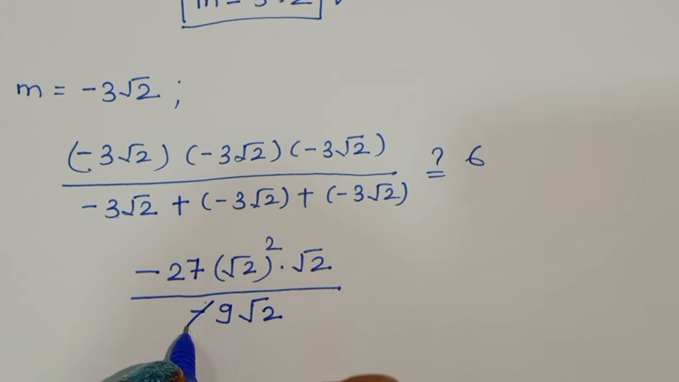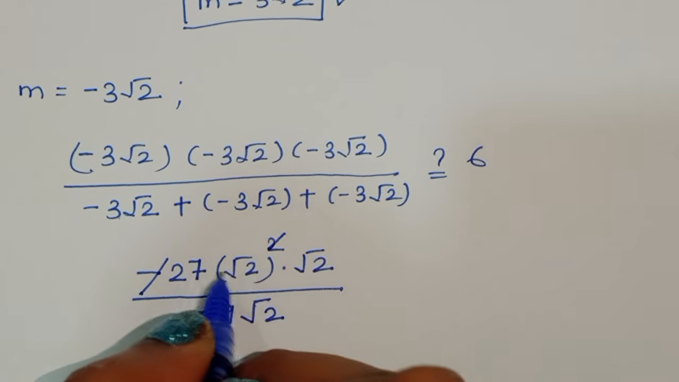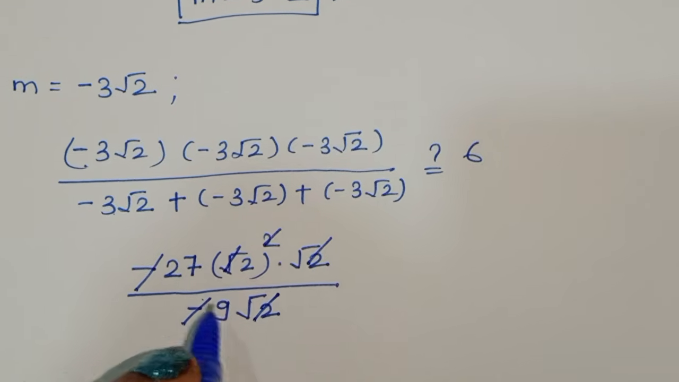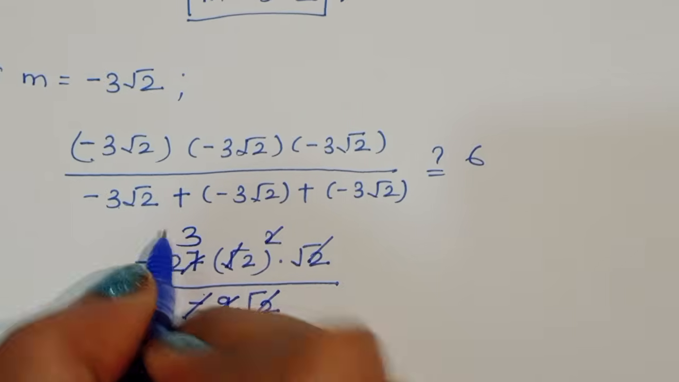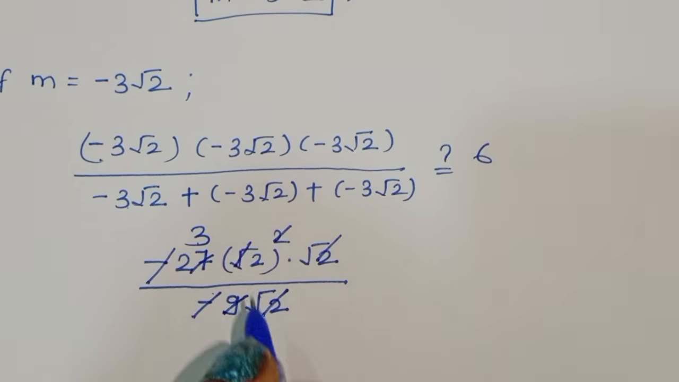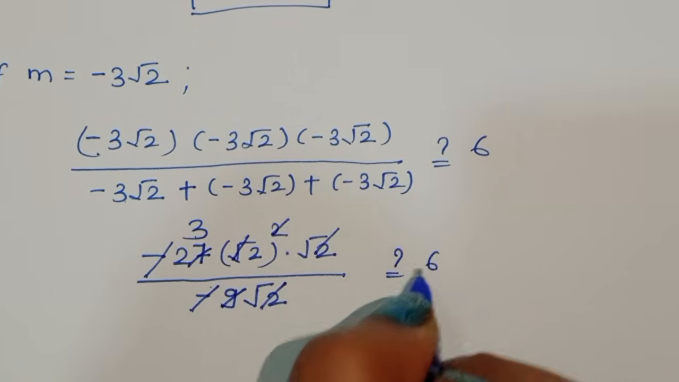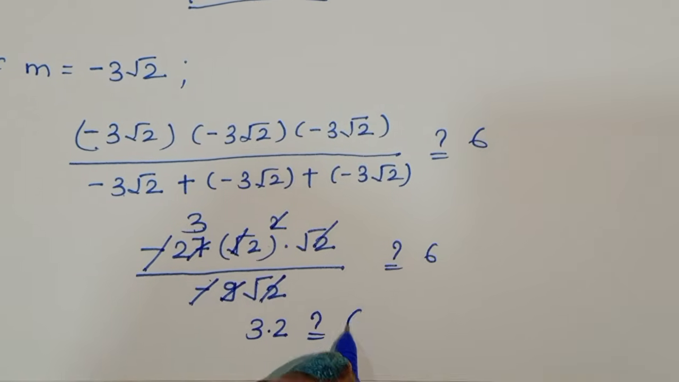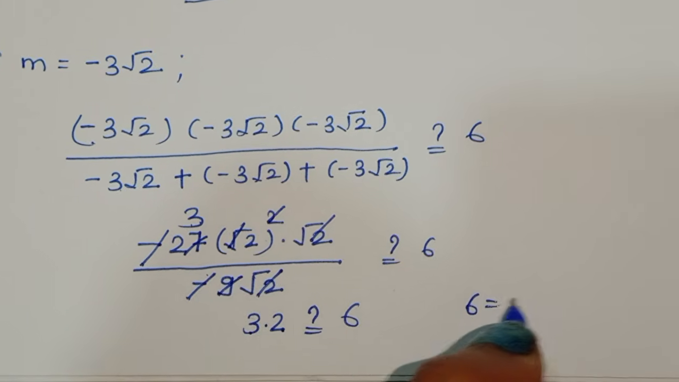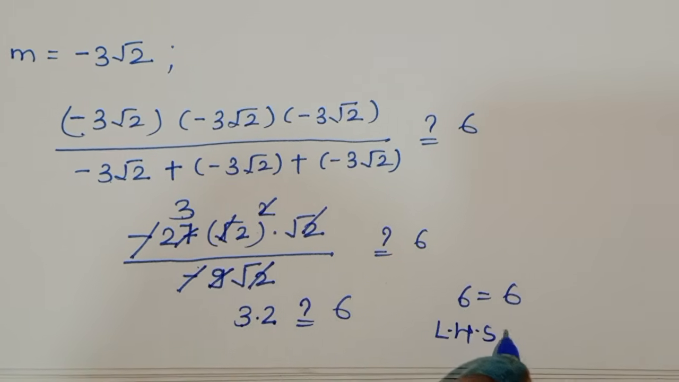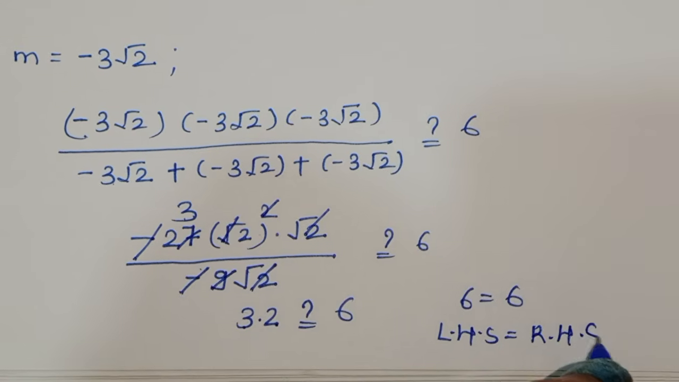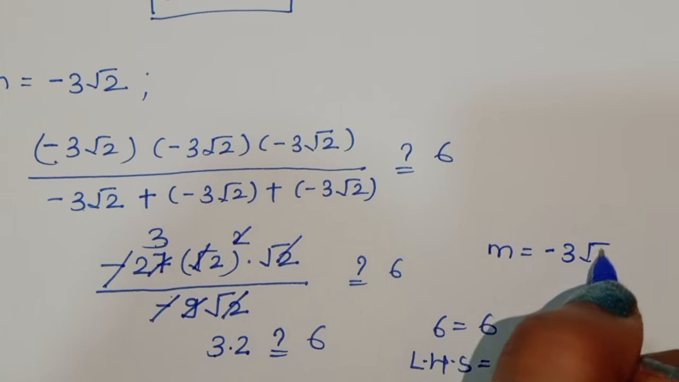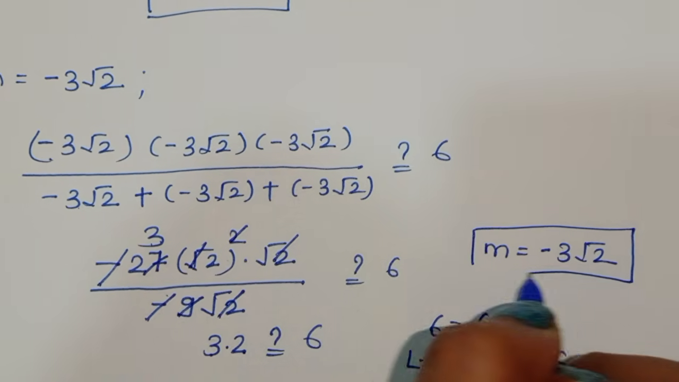Now we can cancel this minus with this minus. The square is cancelled with the square root, and square root of 2 cancels with square root of 2. So here 9 3s are 27, and here 3 times 2, question mark 6. 3 2s are 6, which is equal to 6. So again LHS is equal to RHS. So the value of m equal to minus 3 square root of 2 is also a correct solution for this equation.